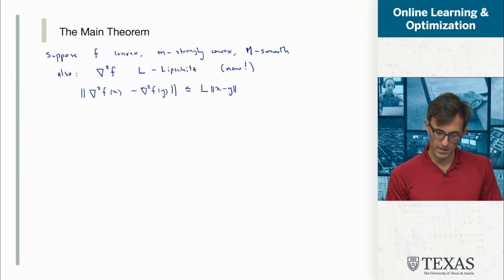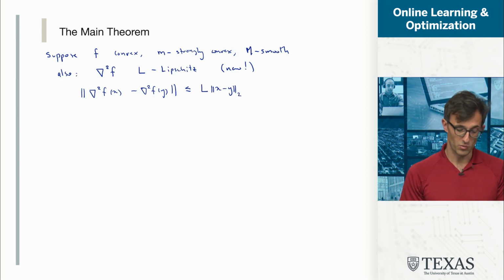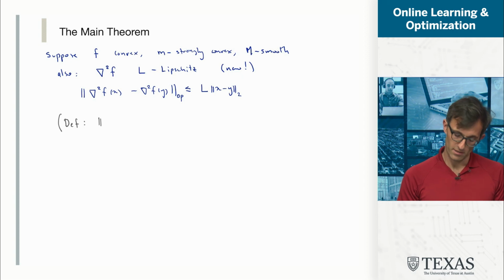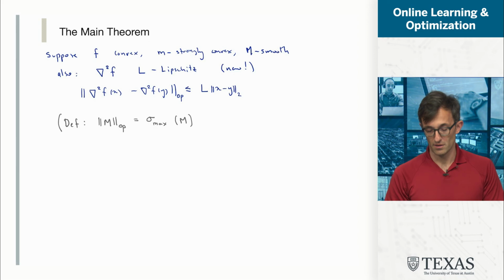But now we need some norm that can measure the distance between matrices. And we're going to use here what's called the operator norm or the 2 norm. And as a brief aside, if you haven't seen this, if I have a matrix M that is symmetric, its operator norm is, in general, whether it's symmetric or not, the largest singular value of M. And if it's symmetric, this will equal the absolute value of the largest in absolute value eigenvalue.